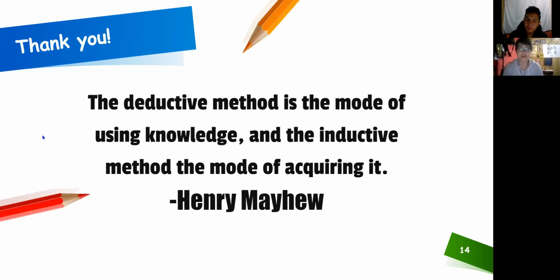And we have a beautiful quote by Henry Mayhew. The deductive method is the mode of using knowledge, and the inductive method the mode of acquiring it. Yeah. Okay, so here we can even combine both methods. You can, for example, use the deductive method to give them certain theory that you want them to know before, and then you use the inductive method for them to internalize it.